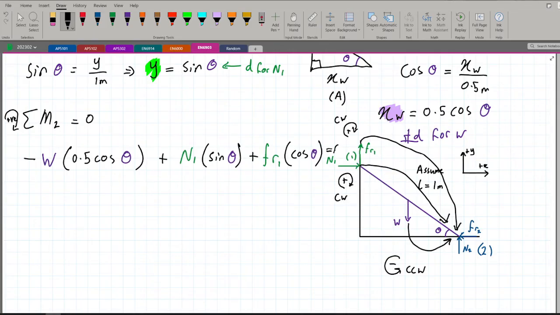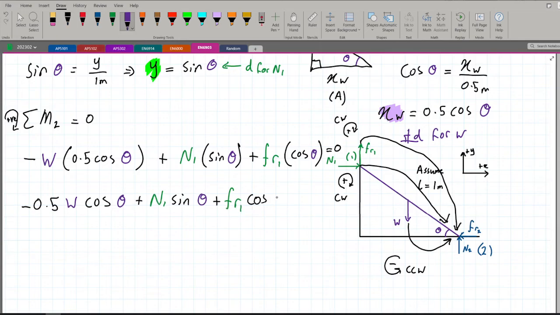Alright, and all of this is going to be equal to 0. So if I simplify this, we are going to get negative 0.5 W cosine theta plus N1 sine theta plus N1 sine theta plus FR1 cosine theta. And all of this is equal to 0.